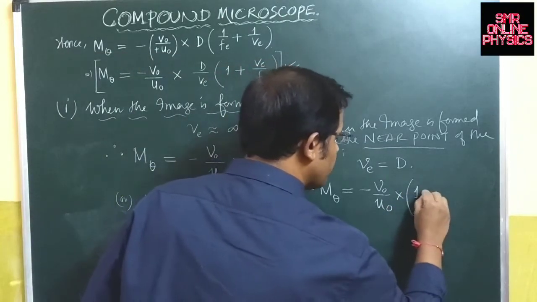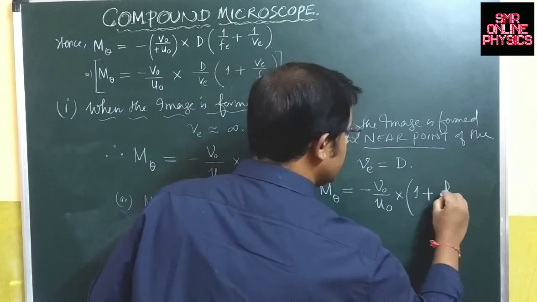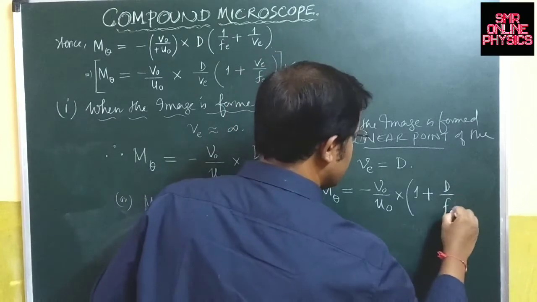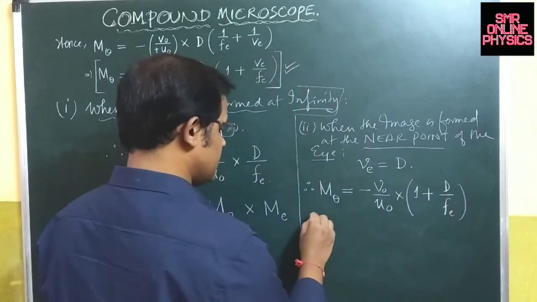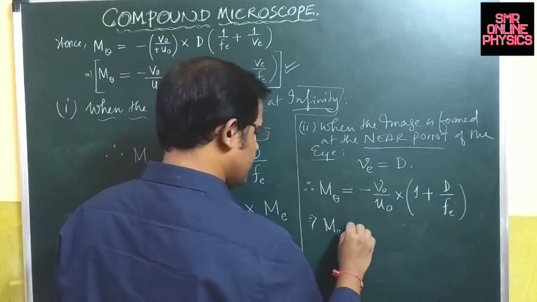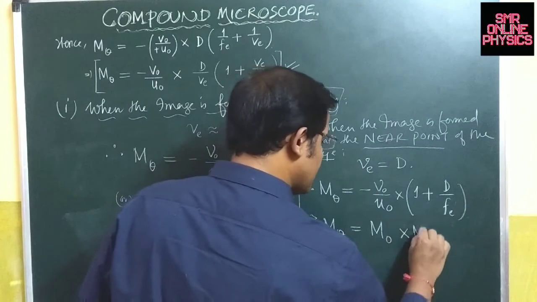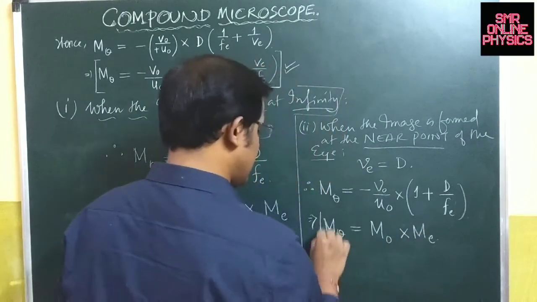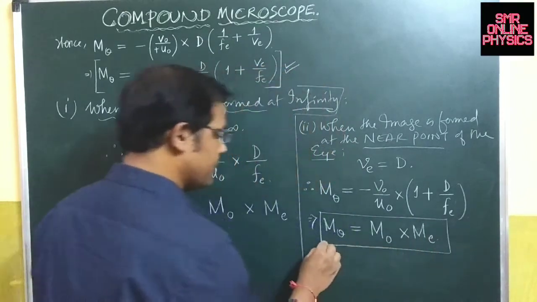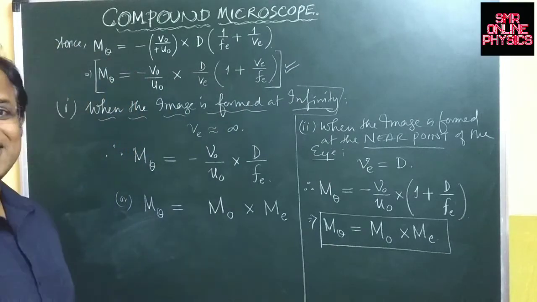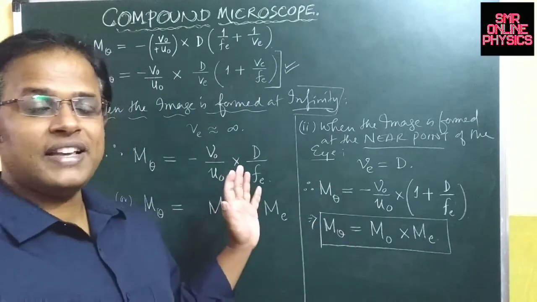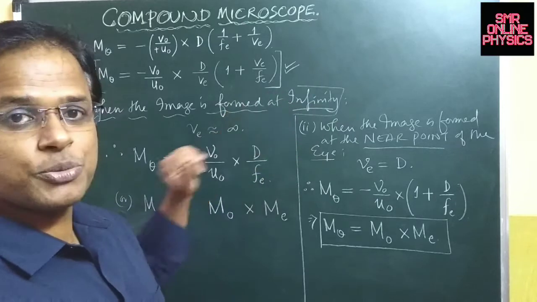Into 1 plus D by Fe. So again you can see that M theta can always be written as a product of the magnification achieved by the objective multiplied by the magnification achieved by the eyepiece. That's it. So those are the two possible cases where the image can be adjusted to be formed.